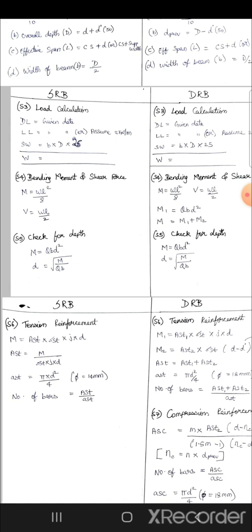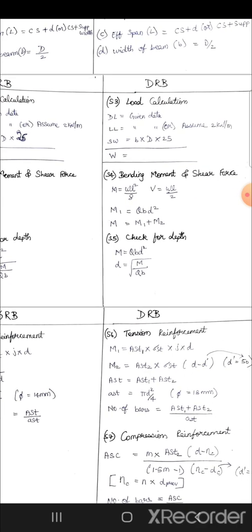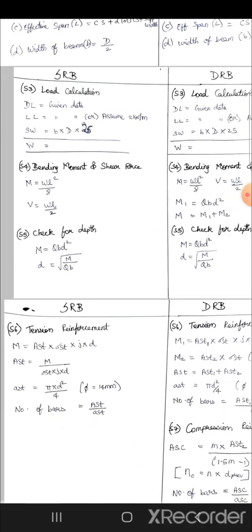Next step is calculating load. Dead load, live load. If live load is not given in the question, we must assume it as 2 kilonewton per meter. Self weight is breadth into overall depth into 25. So same for doubly reinforced beam also.